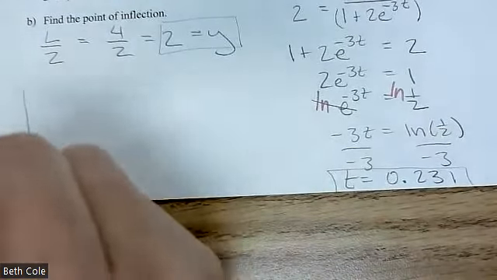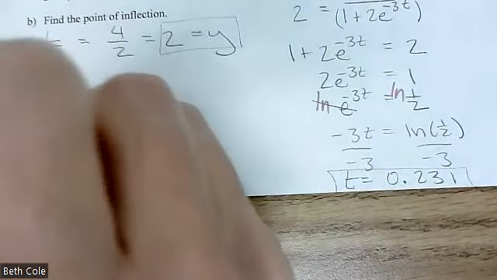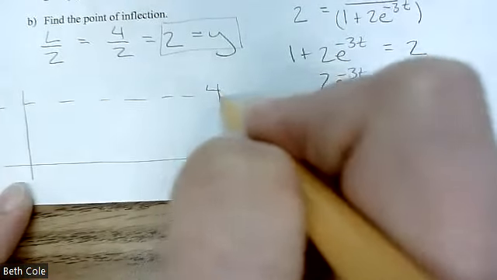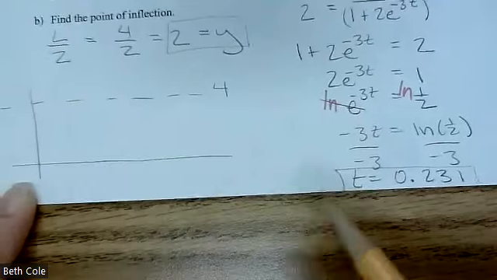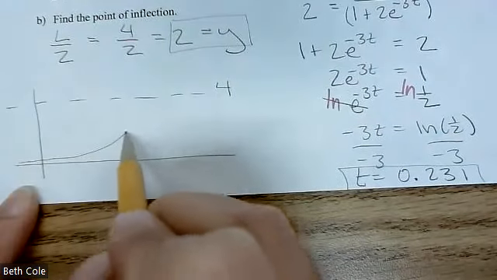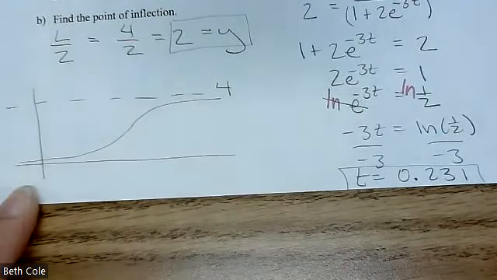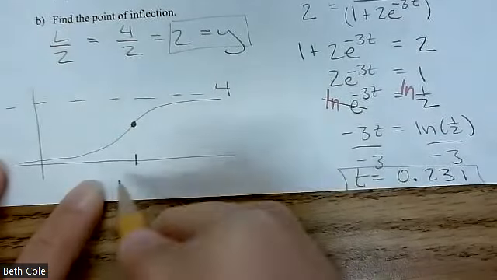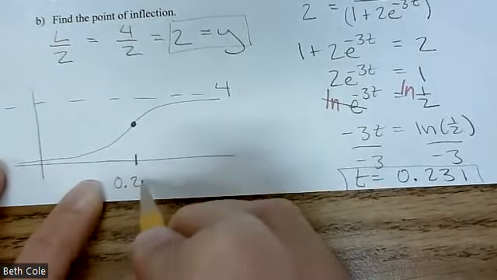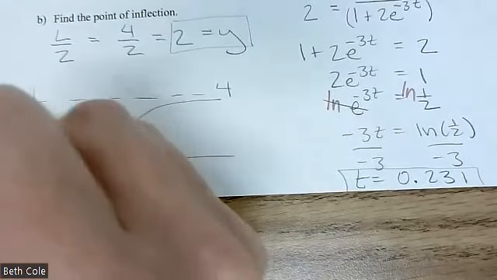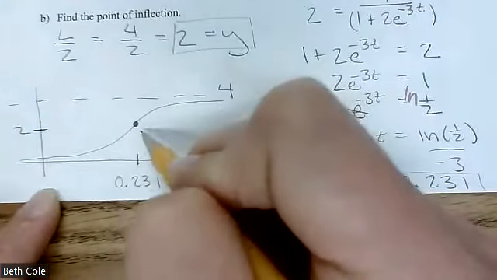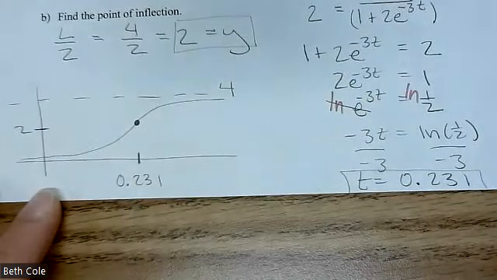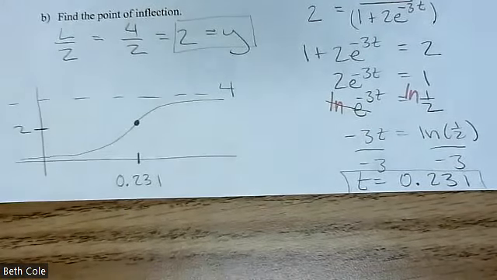So here's what this would look like. Your carrying capacity is at 4. It's doing something like this. And this inflection point is at 0.231 and then 2. Do you see that there? That's where that is. I feel like the visual helps with that.